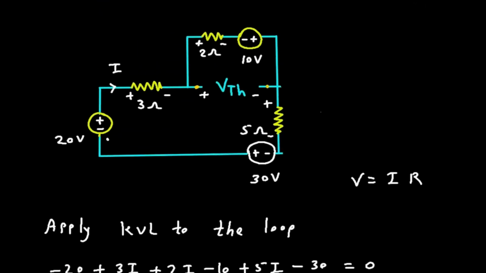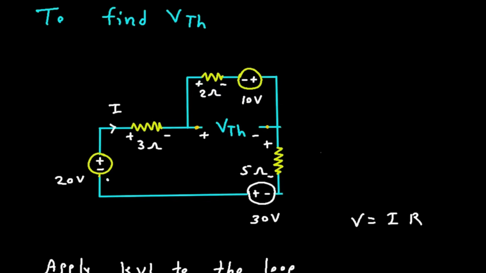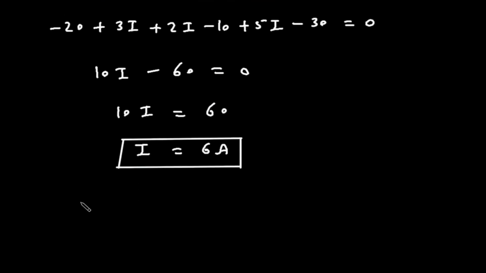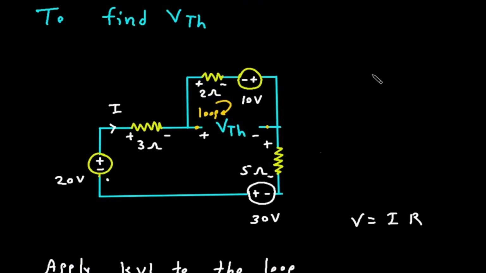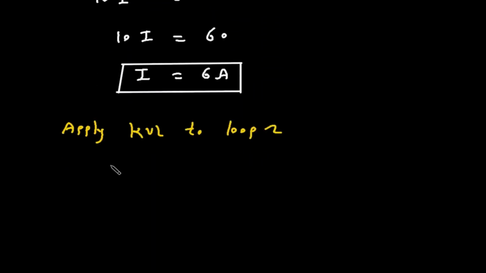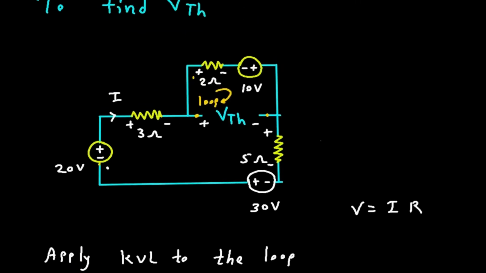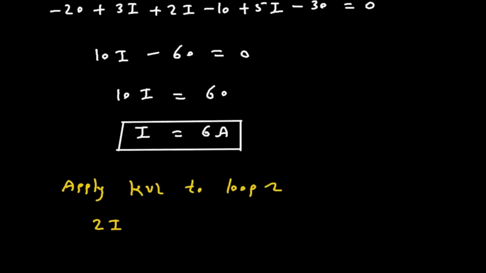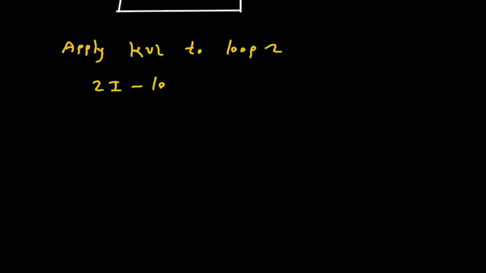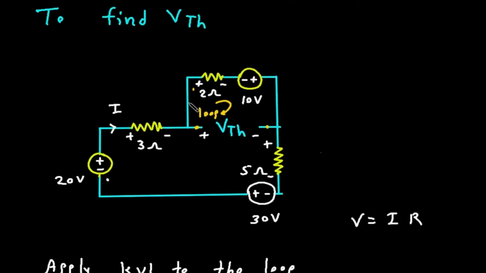We have to find the value of VTH. So let's say this is loop number 1. Loop 1. Now we will apply KVL to loop number 2. We will start from here. This will be plus 2I. Minus 10. Then minus VTH is equal to 0.